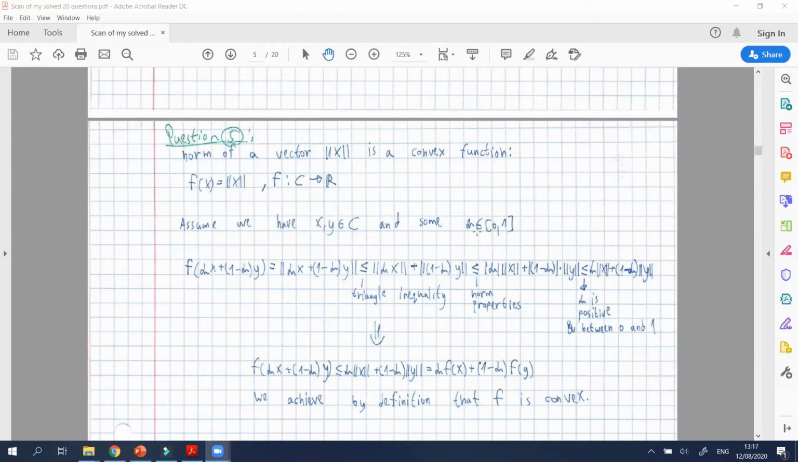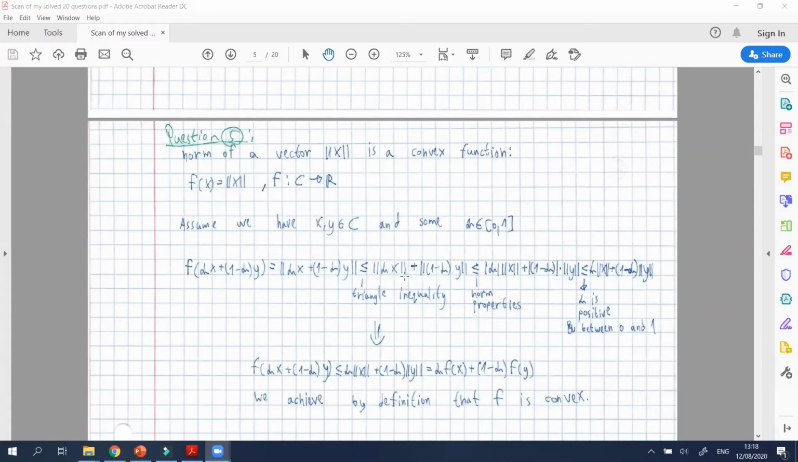And for some alpha between 0 and 1, we have the following transition. f of alpha x plus 1 minus alpha y is equal to just the norm of alpha x plus 1 minus alpha y. That's just the function definition. This is just the definition of f, okay? So this is lower or equal, by the triangle inequality, to this, which is just a familiar inequality.